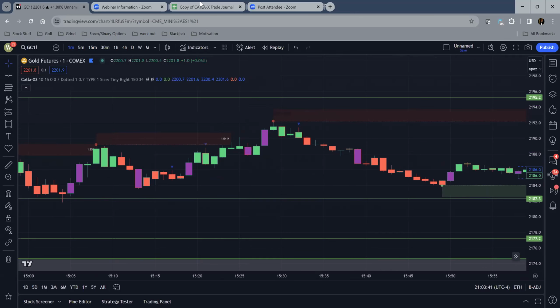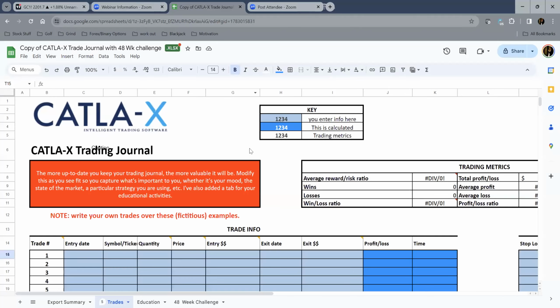All right, so last thing, let's talk about the trade journal. This is the Catla X trade journal. All of this is going to be shared with each and every one of you. Stan, no, you don't have to start trading options. You don't even have to trade options to understand the concept. The trade journal is going to be shared with you all along with the recording, so you can literally track everything.